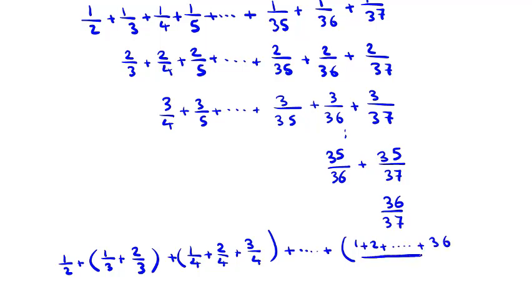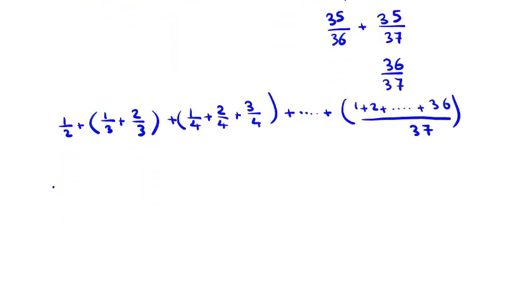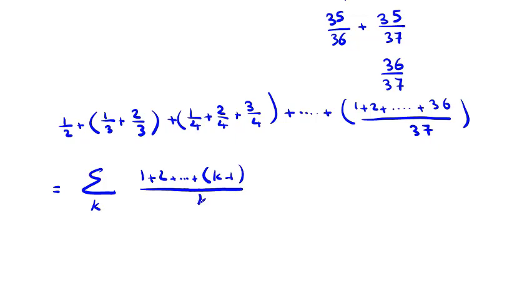So the last column is 36 over 37. Now, here we say, okay, the first one is 1 over 2. Let me write with sigma. It will be the sum over k from 2 to 37 of (1 plus 2 up to k minus 1) over k. And it will be what? k times (k minus 1) over 2, over k, for k from 2 to 37. If you cancel k, it will be (k minus 1) over 2.